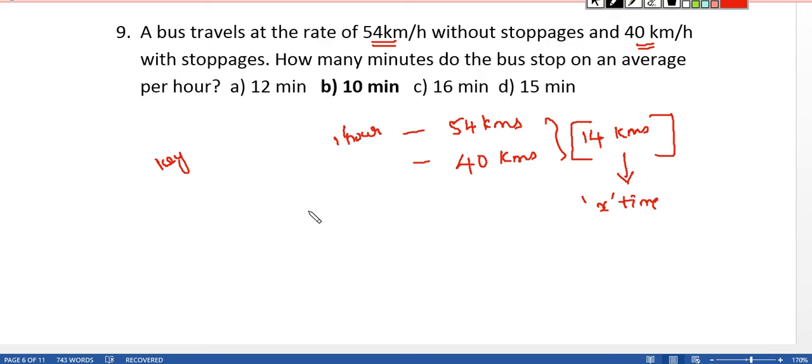So what do we need to find out here? Let's write the universal formula: speed into time equals distance.